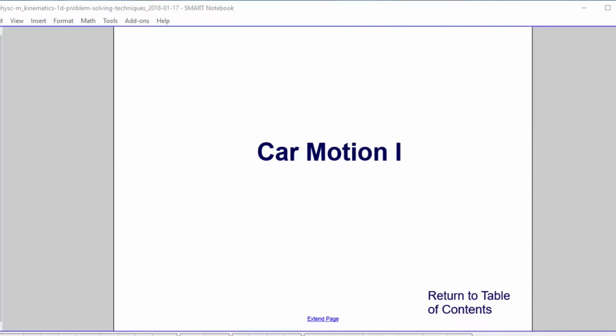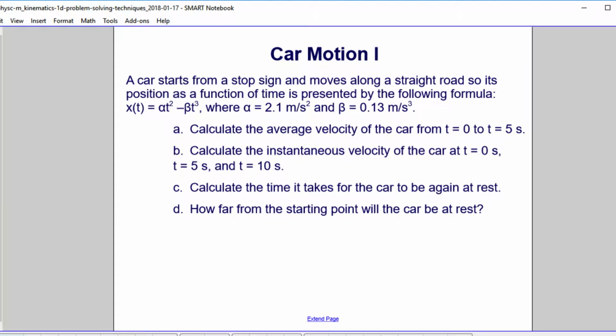Car motion, problem number 1. Here's our problem. We have a car starting from a stop sign, and it moves along a straight road, and its position as a function of time is given right over here.